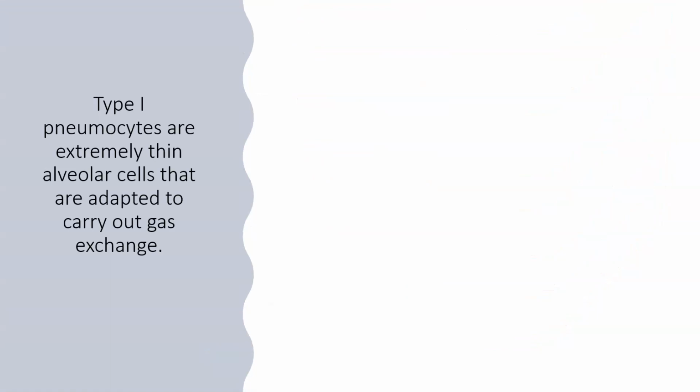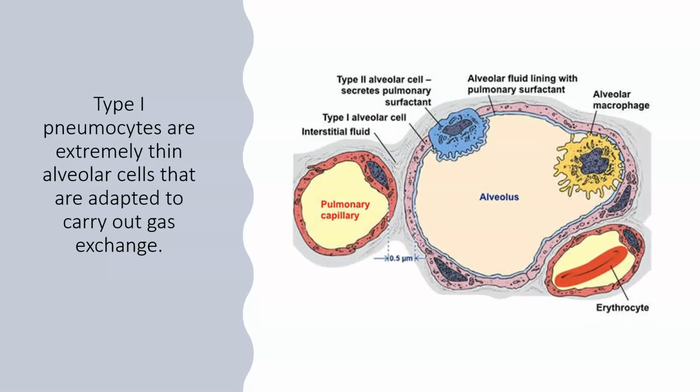All right, so this is where we're going to look at the cells that are involved in that diffusion. So we call these pneumocytes, okay, and they're extremely thin alveolar cells that are adapted to carry out the gaseous exchange. So first of all, we're looking at type 1s, and if you look in the diagram, you can see our type 1 alveolar cell. That's our pneumocyte just on the edge there. Let's have a look in a bit more detail.